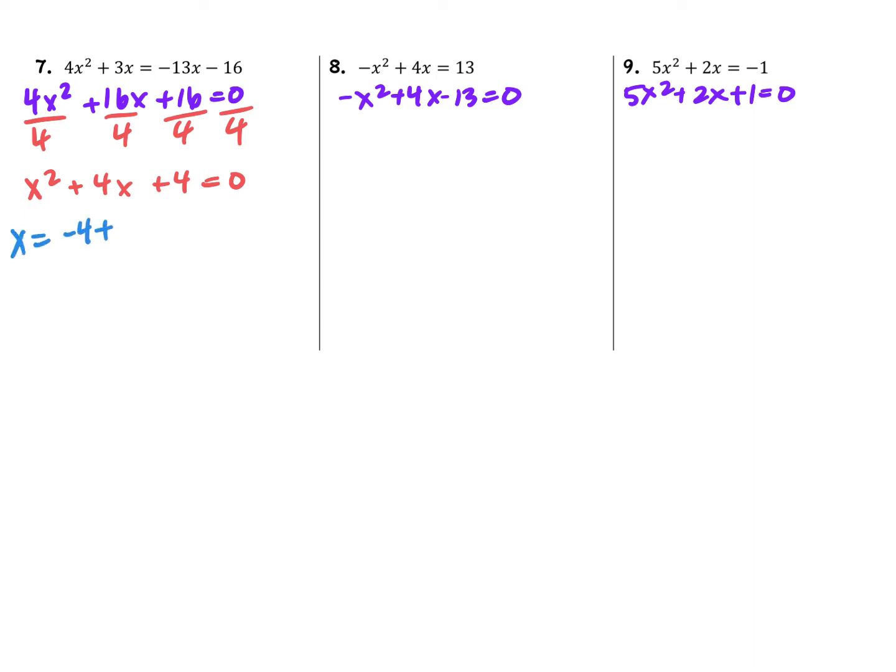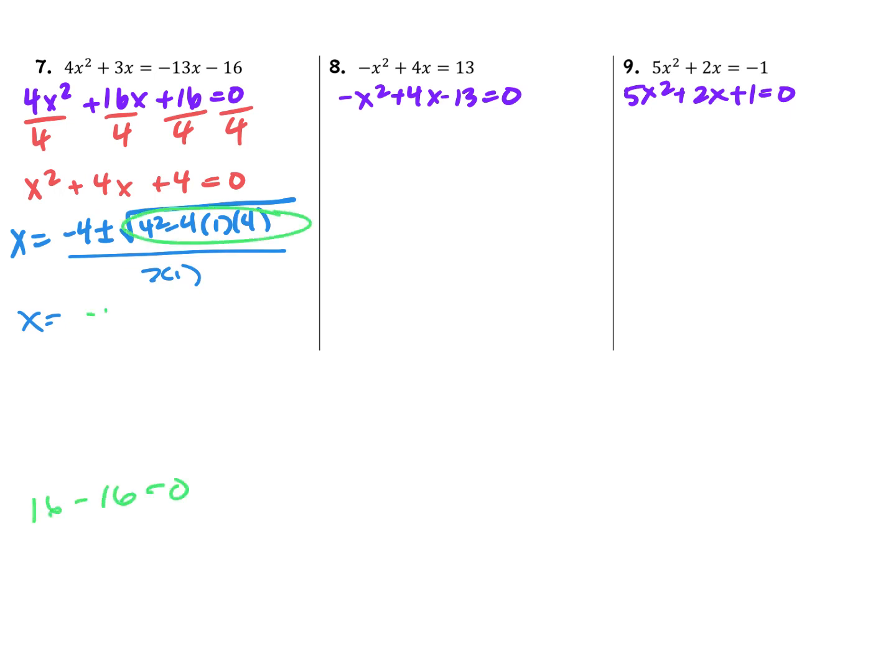x equals the opposite of b, which is -4, plus or minus the square root of 4 squared minus 4 times 1 times 4, all over 2 times 1. Inside this radical here, we're going to end up with 16 minus 16. So -4 plus or minus the square root of 0 over 2, which is just going to be -4 over 2, which is -2.